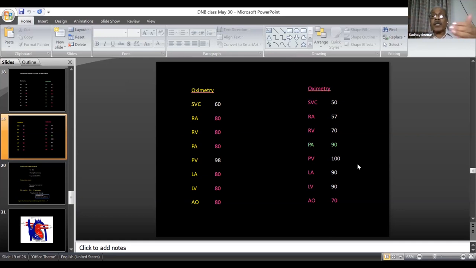Then once you have TAPVC, how do you know whether it is supracardiac, cardiac, or infracardiac? You go for the venous saturation. If the superior vena cava shows a high saturation, it is supracardiac. If the IVC or the hepatic vein shows a very high saturation, it is infracardiac. If both are normal, but the atrial saturation is equal, that means it is intracardiac.